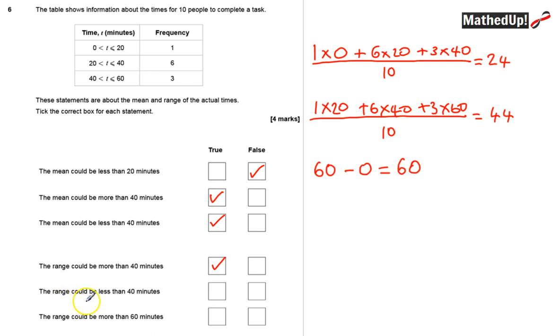Here we're asking the range could be less than 40 minutes. So let's work out the least our range could be. If we take our highest possible value over here, which is 20, and our lowest possible value from this group over here, which is 40, that means that we can do this subtraction, which is 40 take away 20, and that's going to give us the least our range could be. And 40 take away 20 is equal to 20. So the least our range could be is 20 minutes. So that means the range could be less than 40 minutes. So that's going to be true.